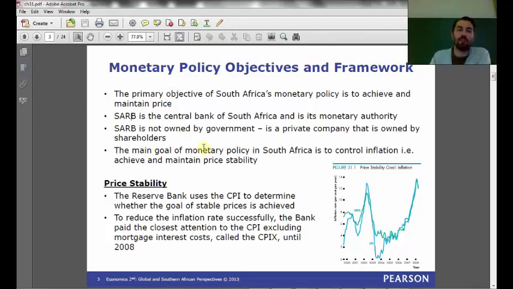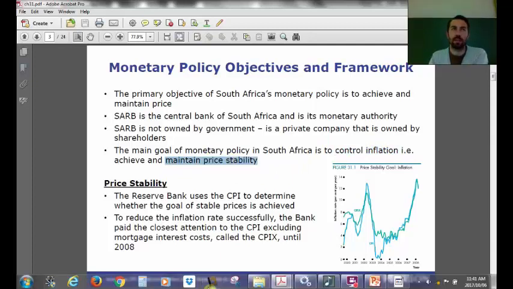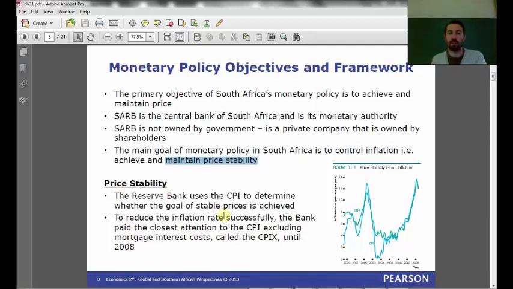And the main goal of monetary policy in South Africa is to control inflation. It controls inflation to achieve price stability. If you control inflation, then you are achieving price stability. What is price stability? How does it do this?